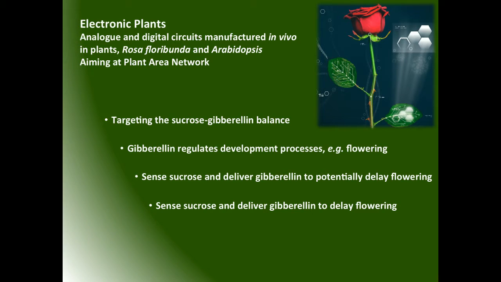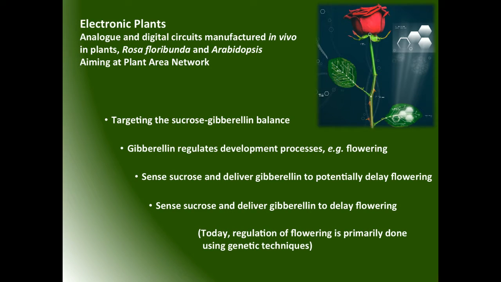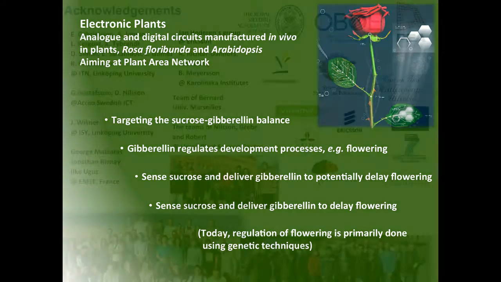One specific example that we are running in the lab right now is to target the sucrose-gibberellin balance. We are measuring sucrose and delivering the antagonist to gibberellin. Gibberellin is a plant hormone that regulates the development process, but primarily it regulates flowering. So it would be nice to see if we can identify when the plant is supposed to flower. If we know cold weather comes in, we can release the antagonist, and therefore control or delay flowering a little bit. And today this is primarily done by genetic techniques.